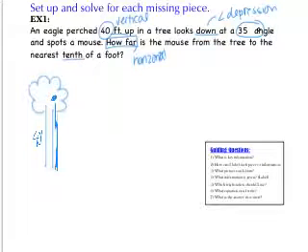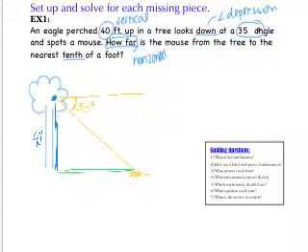Alright, he looks down, so his line of sight is looking down. So if I think about, here's the horizontal line, his line of sight is looking down. Okay, so the angle of depression is going to be 35 degrees. And he spots a mouse. So there's the mouse. How far is the mouse from the tree? So I'm looking for the horizontal distance right here. That's going to be my x. That's what I don't know.